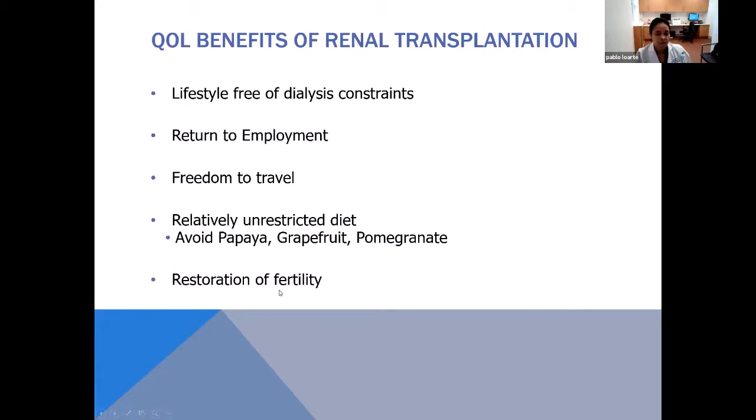Also, there is restoration of fertility. Once a patient has advanced CKD or end-stage renal disease, it is very difficult for them to have children, to get pregnant. But with a transplant, you have restoration of the hypothalamic pituitary ovarian axis, and it's much easier for them to get pregnant.